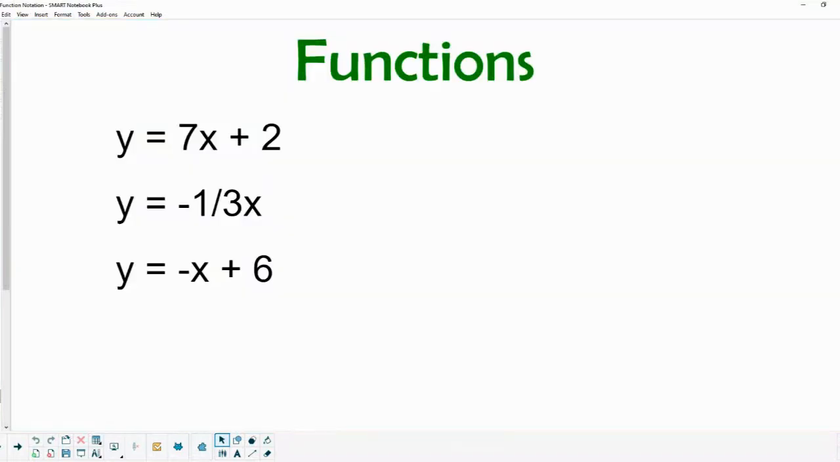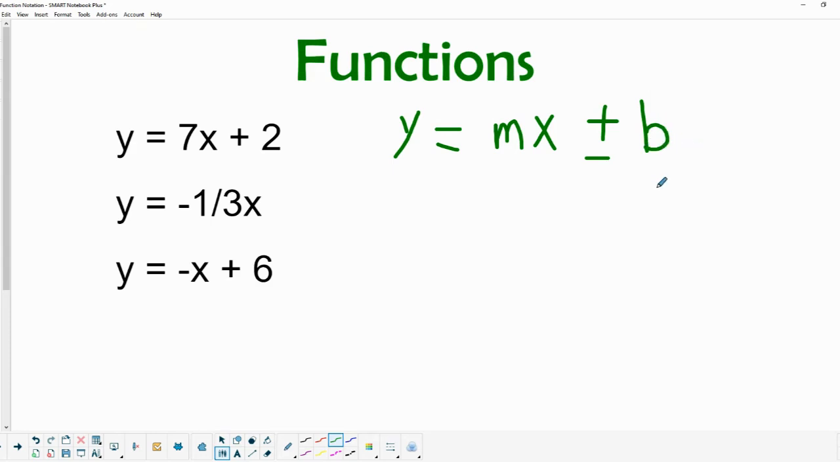So here's three examples of the kinds of functions that we're used to seeing so far in this class. If you notice, we've got a y value, then an equal sign, and then some number that we often in the past have called the slope, or m, and then plus or minus some constant on the end that we have been calling b, or the y-intercept.